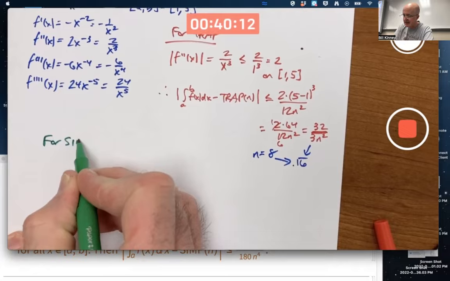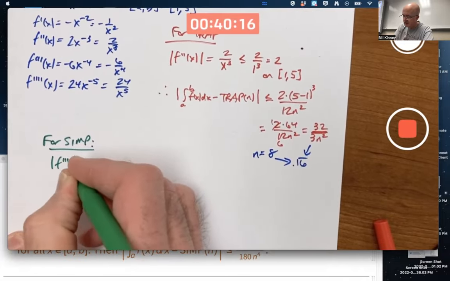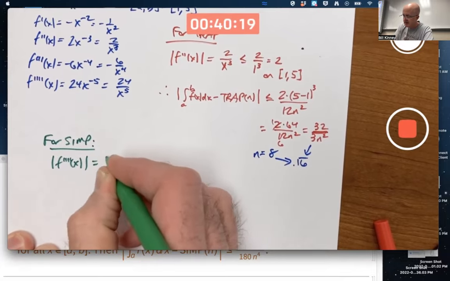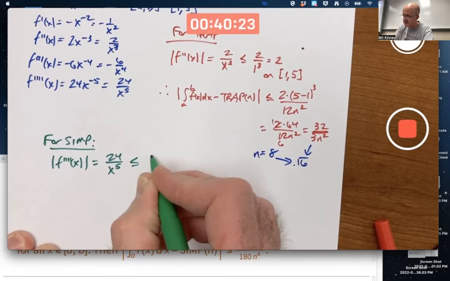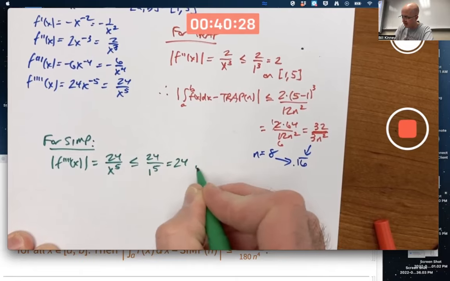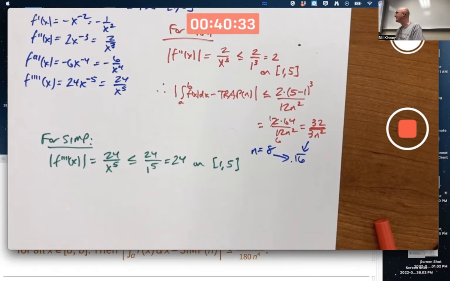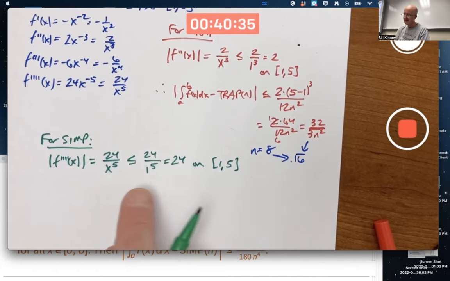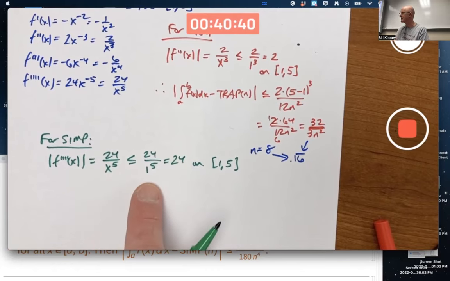For simp, the fourth derivative in absolute value is the same as the fourth derivative itself on the interval in question is less than or equal to 24 over 1 to the fifth, or 24 on the interval from 1 to 5. Again, that'd be more interesting if we did the interval from 2 to 5, and in fact, we'd get a better upper bound if the interval was 2 to 5, because then we could replace x by 2, 2 to the fifth, 32, 24 over 32 is a much smaller number, less than 1. We get a better upper bound on the error.